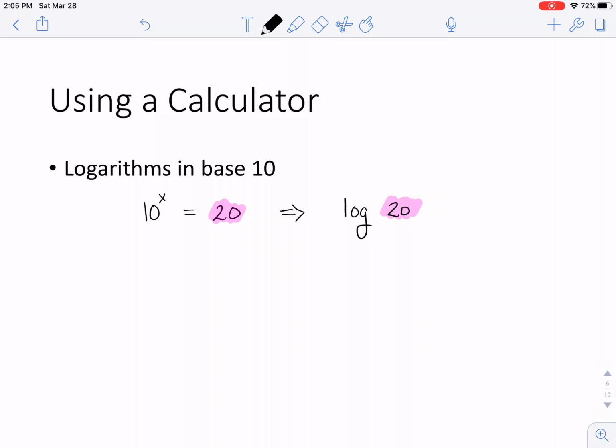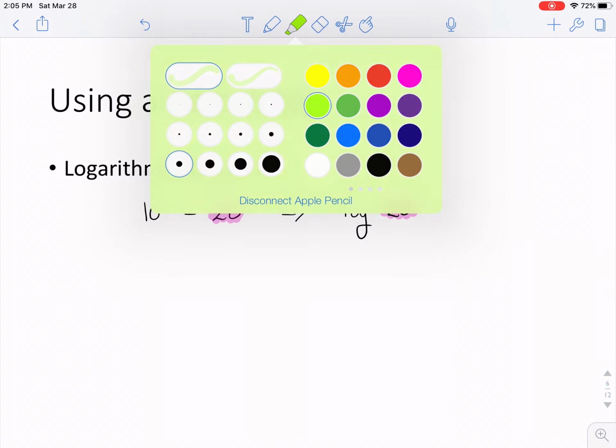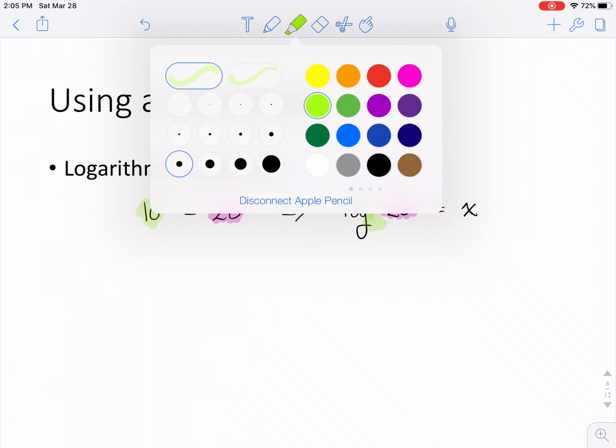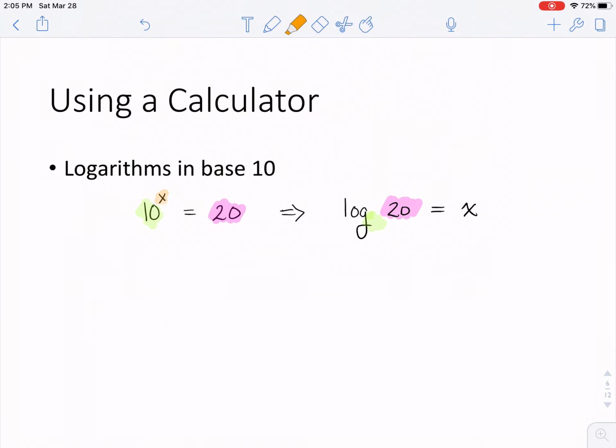base 10. We can see that the base is right there. I would normally write it here, but again, we don't need to write base 10. We can leave that blank. And then it's equal to our exponent x. So there's your exponent x, and that's what we actually rewrite. So now it's just a matter of literally typing it into our calculator.